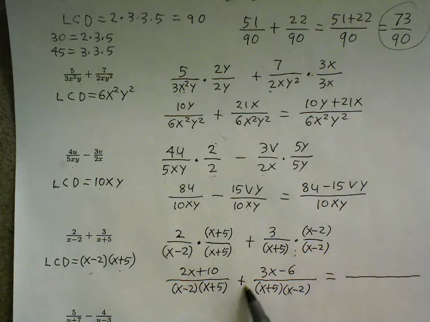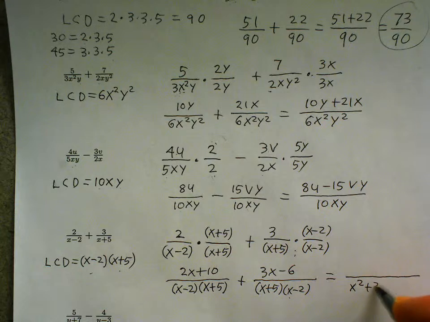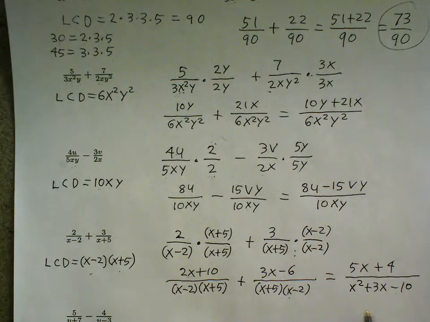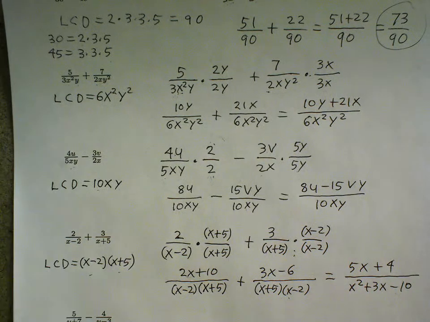Okay, now we can add the fractions. I'll go ahead and multiply the 2 binomials in the common denominator. So when you multiply x minus 2 times x plus 5, you get x squared plus 3x minus 10. And in the numerator, we have 2x plus 3x for a total of 5x. And then we have 10 plus negative 6, or 10 minus 6, which is positive 4. Okay, so this is the result we get by adding.